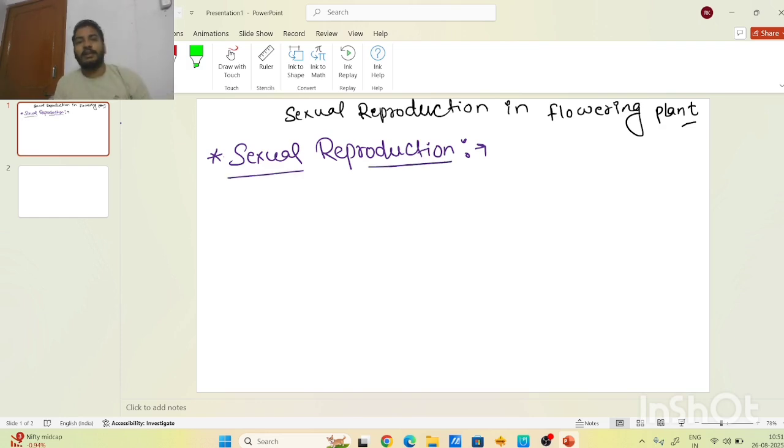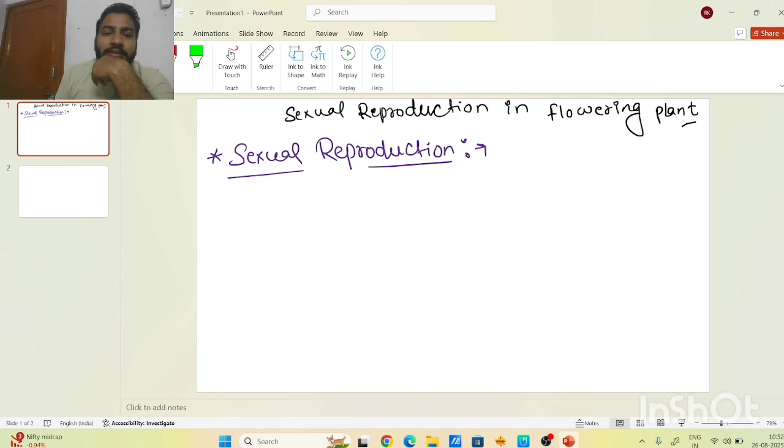Basically, in asexual reproduction, only one parent cell or one parent organism is involved. But in sexual reproduction, two parents are involved and their male and female gametes fuse to produce a zygote. If two parents are involved in a biological process to produce a new organism, this process is called sexual reproduction.